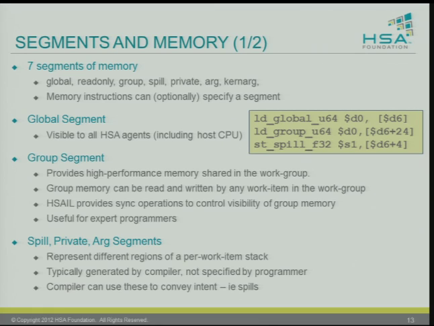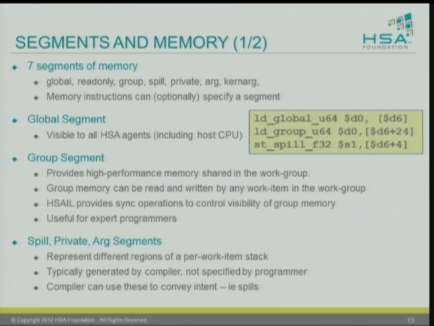Group segment. This is the memory that is specific to a work group. So every work group has its own group memory. The work items within that work group can read or write to the group memory. Typically, group memory has special hardware acceleration, so it's a very efficient way to communicate. A work item can write a piece of data into group memory, and another work item in that same group can pick it up and see that data.